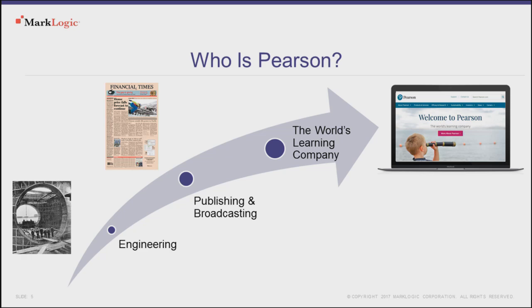Now Pearson describes itself as the world's learning company. It has 35,000 employees in 70 countries worldwide. They have a long history of working with teachers, learners, researchers, and thought leaders. And their products and services are used by students and teachers across the world. If you have kids in school in the UK or the US or at college, chances are they've been using Pearson products.